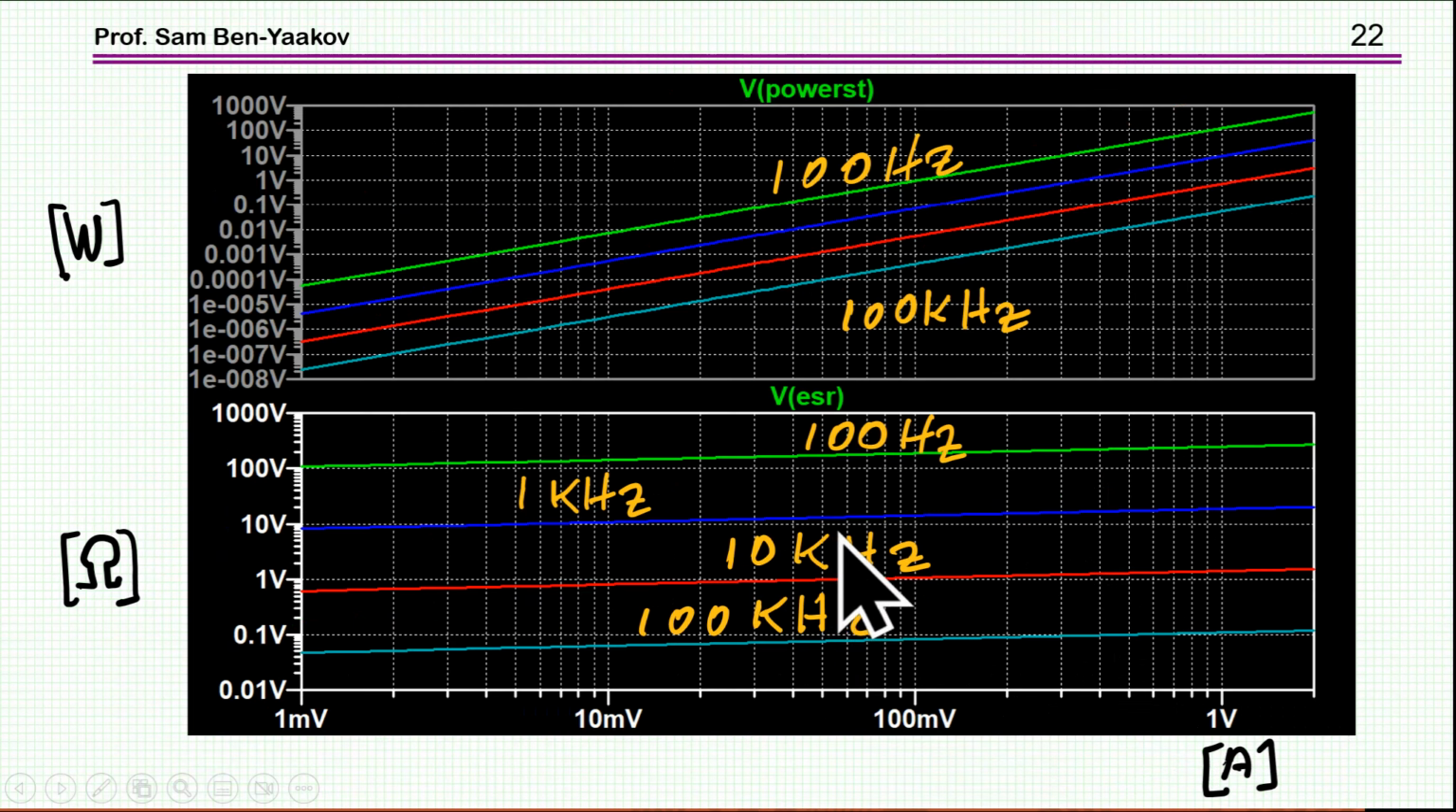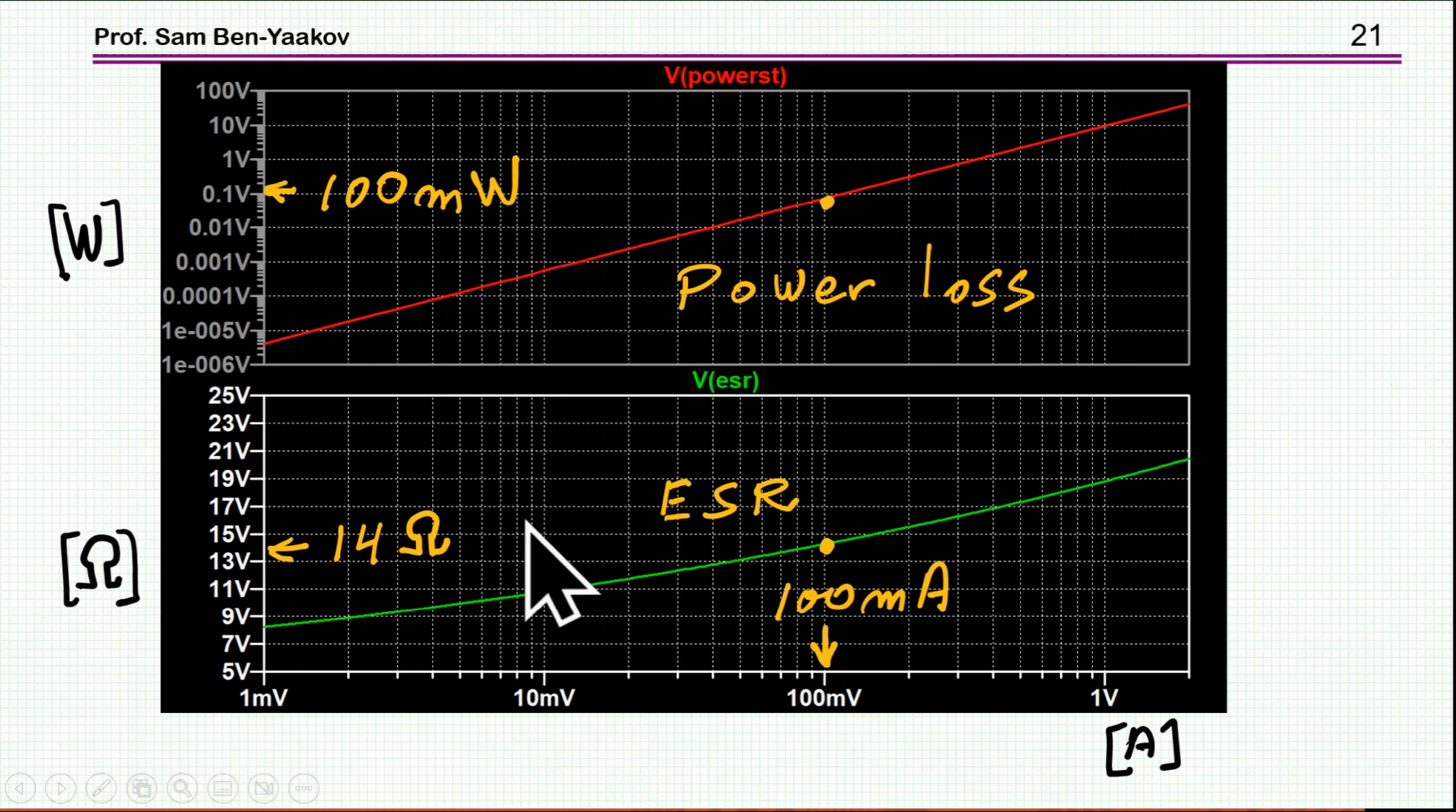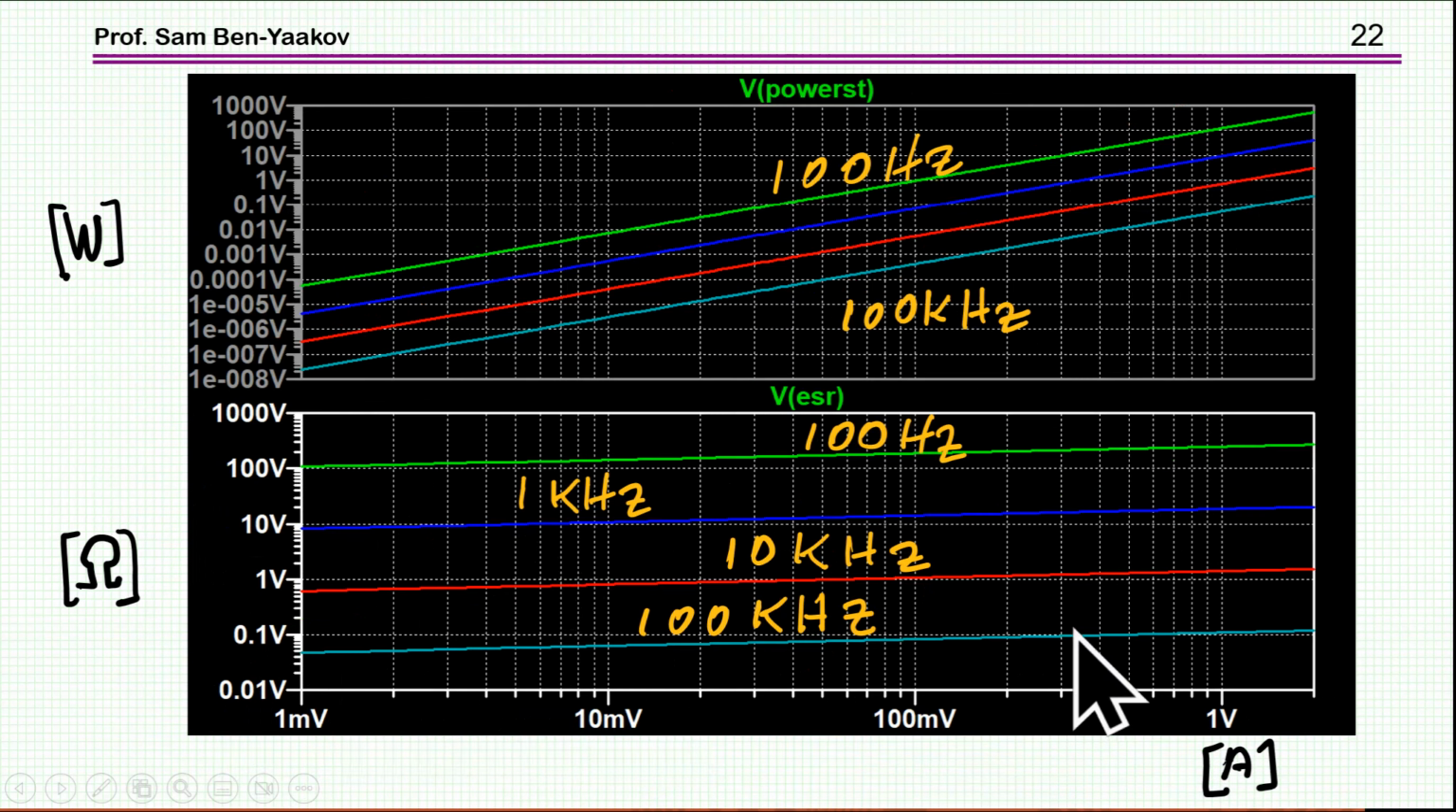And also we can see here the dependence on the frequency. We see that as the frequency goes up, the ESR is going down. And we see here also the dependence of the ESR on the current. This is, however, a logarithmic scale, therefore we don't see it as much as we see it here. This is a linear scale, and this is the logarithmic.